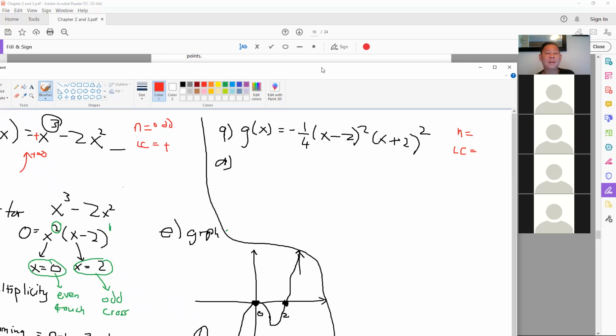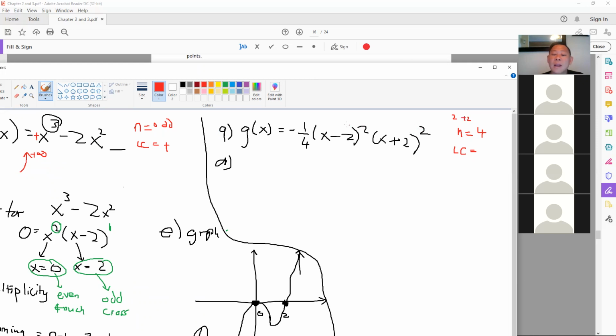So anyone know what is the degree here? 1, 2, 3, 4. How do you get 4, Gamma? Because it's factored and you have 2 squares. So these 2, you add them up. So 2 plus 2 becomes 4.